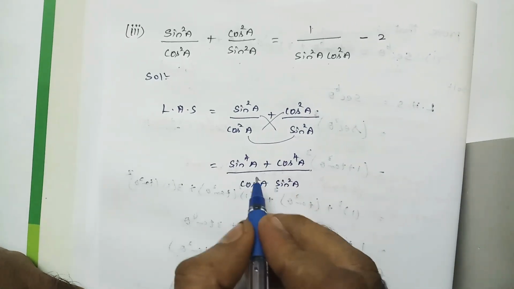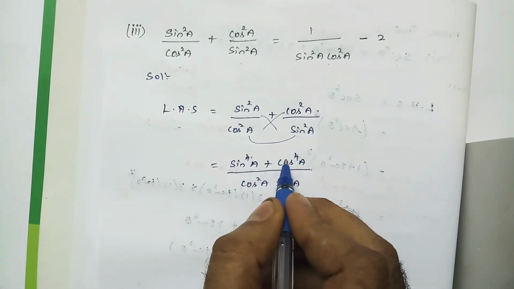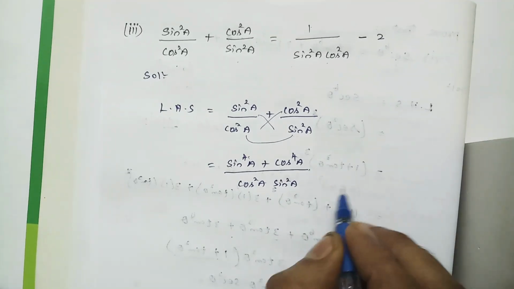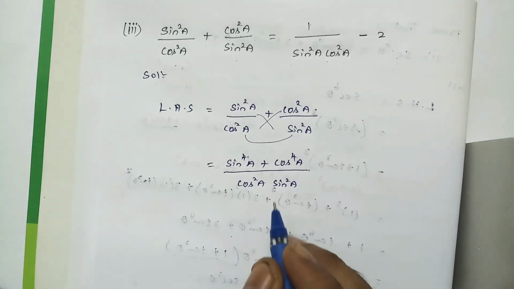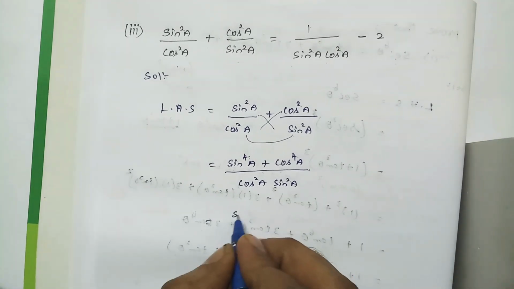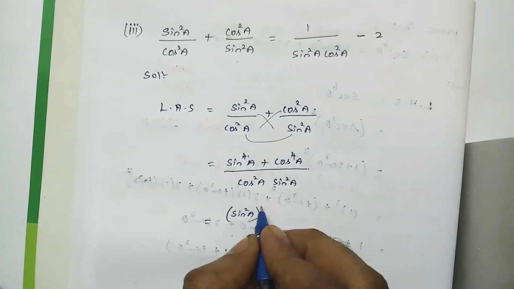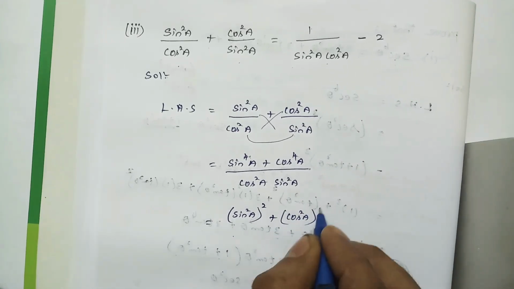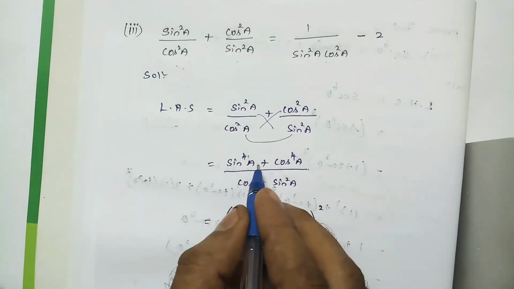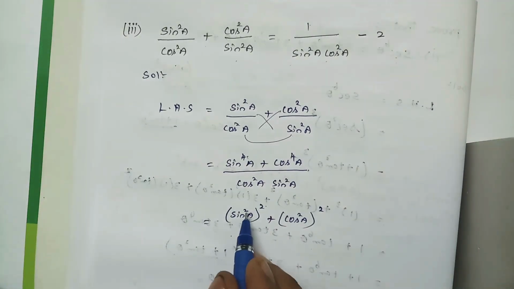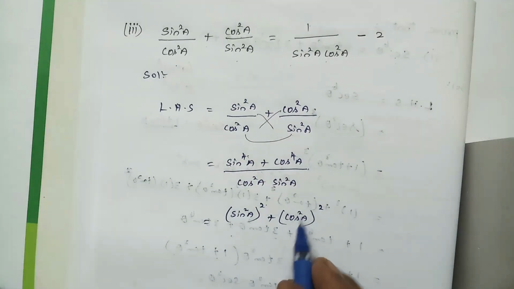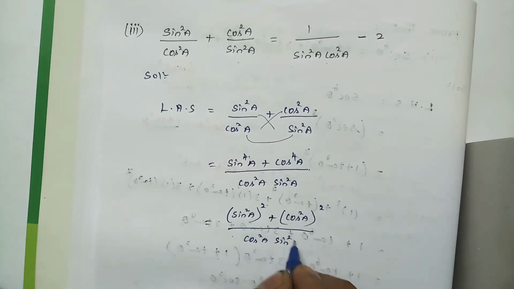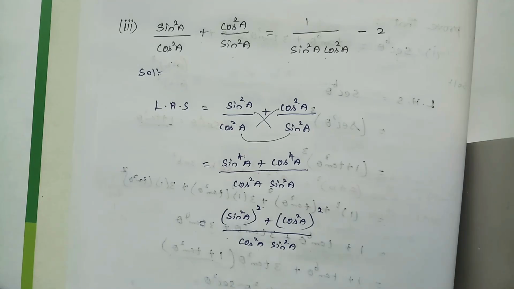The numerator is sin⁴A plus cos⁴A. I told you that for a power 4, we write the power in terms of a square of a square. So it becomes (sin²A)² plus (cos²A)², the whole divided by cos²A into sin²A.